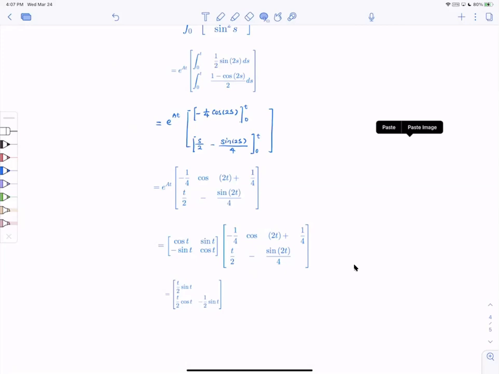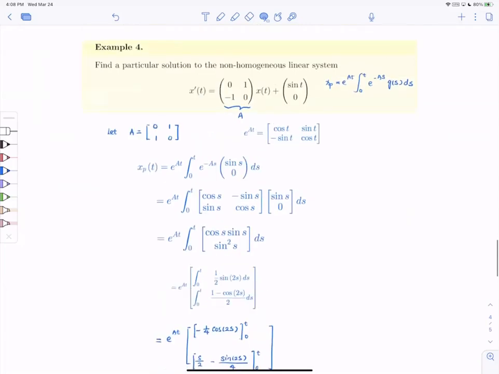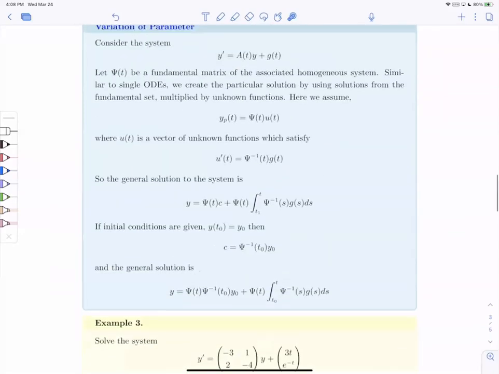This is YP, or what is this matrix? This is your particular solution, XP, in this case. Yeah, they ask you to find a particular solution, so you use this formula. Using matrix exponential is going to make your life easier. But the problem is some people don't remember how to do matrix exponential, so they might want to do the original way, which is this, but this will be really complicated.